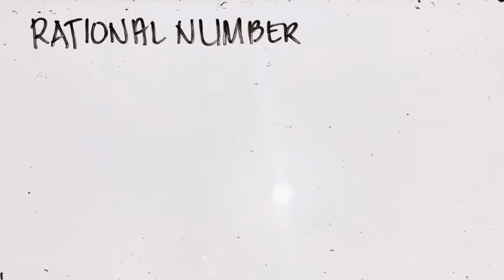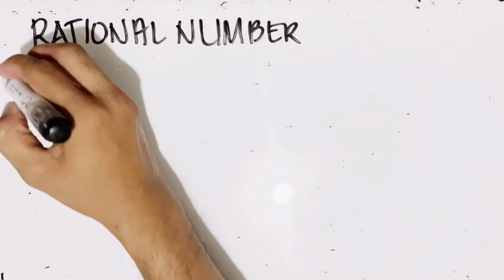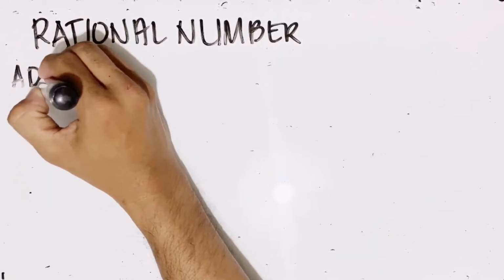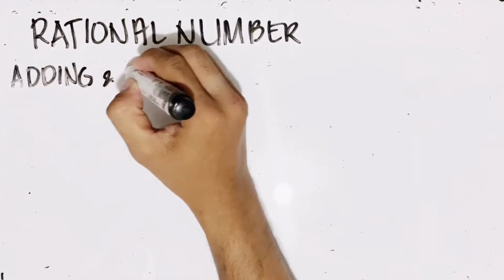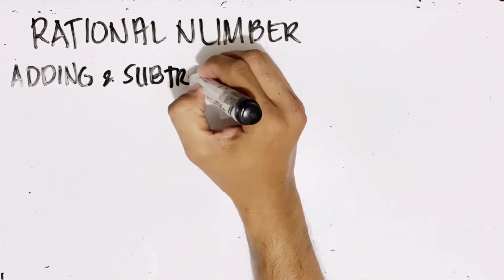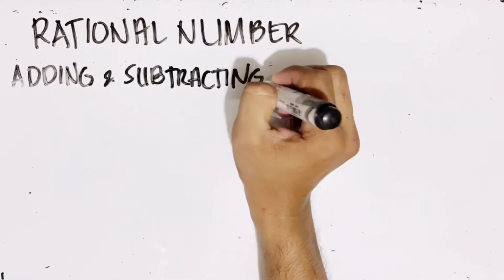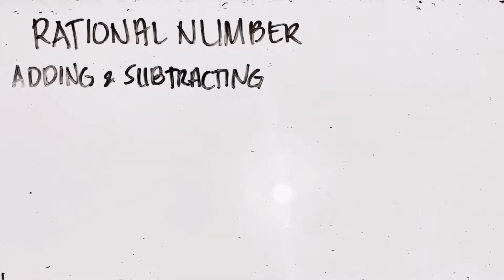How about for integers, whole numbers, counting numbers? That's been discussed in the previous video tutorial, specifically on Math 7, Quarter 1, Week 3. So now, let's focus first on addition and subtraction of rational numbers, specifically in fractions. Adding and subtracting rational numbers.